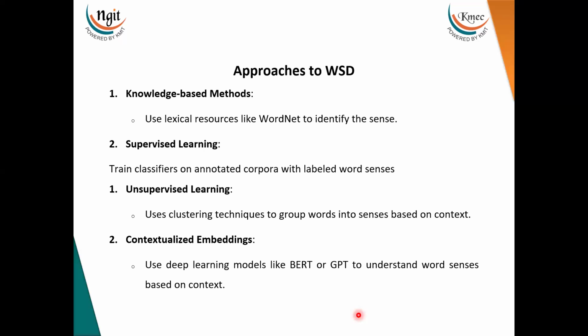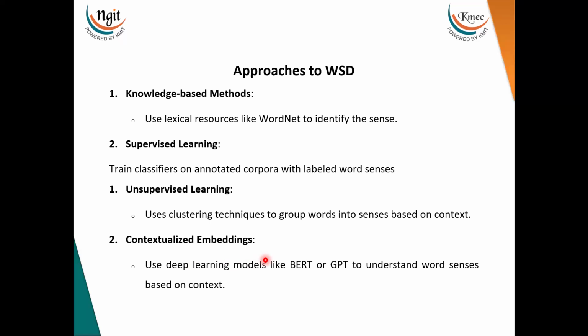Third one is unsupervised learning, which uses clustering techniques to group words into senses based on the context. For example, bank in the context of money, and if I say ATM, it refers to the financial sense cluster, right? Then it's about contextualized embeddings, which use deep learning models like BERT or GPT to understand word senses based on the context. To give you an example, if I give the input sentence the cat sat on the bank of a river, the model will output a word embedding that matches the river bank.